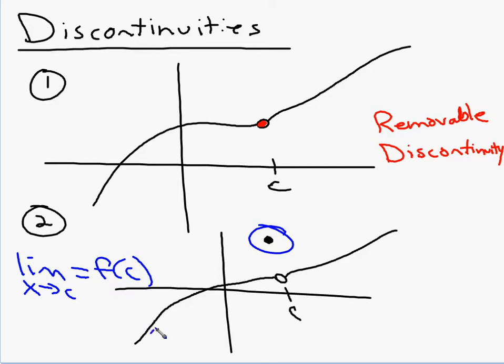Think of our limit. Our limit is approaching here. So whatever this value is, I'll call it h. My limit right now is h as we approach C. So this one is not continuous. It's also called removable because if I could just move this crazy little point down here, then it would be totally continuous and it would be fine. That's the second type of discontinuity.